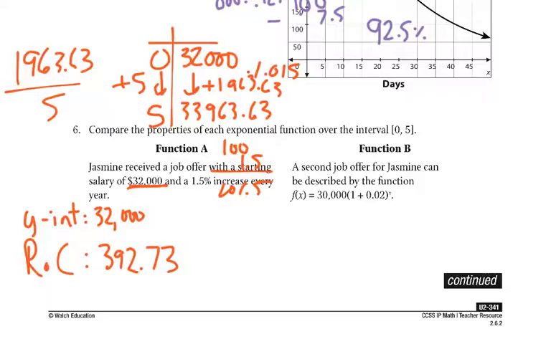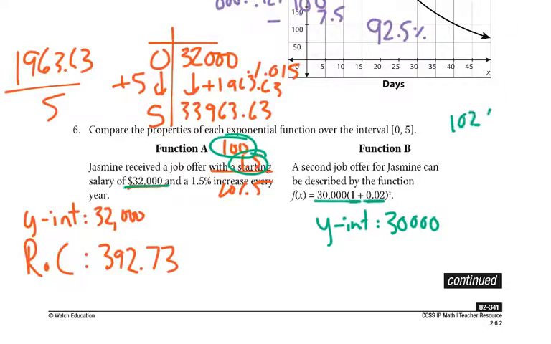So function B, a second job offer for Jasmine, can be described by the function f of x equals 30,000 times 1 plus 0.02 to the x. 30,000 is her starting salary, so that's our y-intercept. Then just like how we took 100% and multiplied it by 1.5, she takes 100% and adds 2%, so basically 102%. So she's making a slightly better raise.